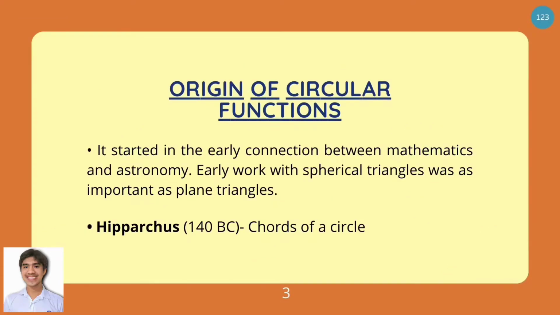First, let's know how circular functions started. The use of trigonometric functions arises from the early connection between mathematics and astronomy. Early work with spherical triangles was as important as plane triangles. The first work on trigonometric functions related to chords of a circle. Given a circle of a fixed radius, 60 units were often used in early calculations. Then the problem was to find the length of the chord subtended by a given angle. The first known table of chords was produced by the Greek mathematician Hipparchus in the early 140 BC.